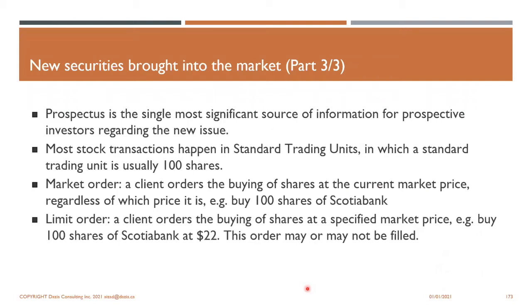If the investor has a requirement for the price, then it is a limit order. If the client says that I want to buy the stocks, but only at a specified price. For example, if they say buy me 100 shares of Scotiabank at $22, and the share price is 25, it goes up to 26, 28, 30, this limit order may not be filled. So it depends. But in there, the investor is trying to get a better price than what it is right now.